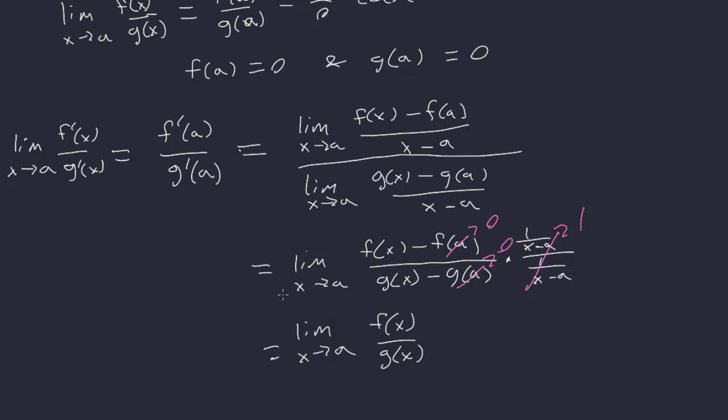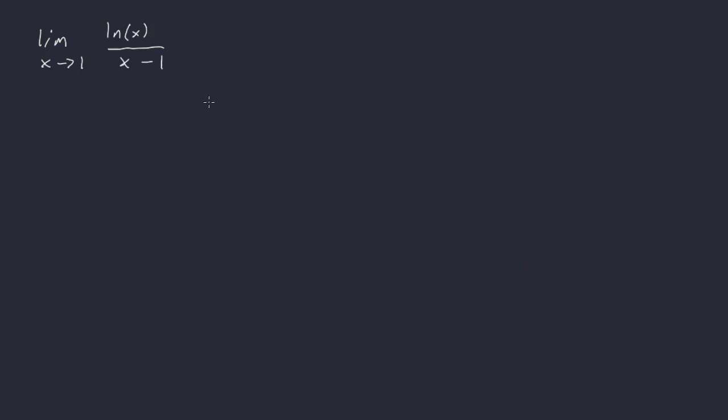Now, let's talk about where this is most useful. It's, of course, in places where we cannot factor and cancel, we cannot use conjugating factors, or in cases where we just don't want to, right? So let's just look at a few examples of this in action. And okay, so here's an example. Say the limit as x goes to 1, the natural log of x over x minus 1.